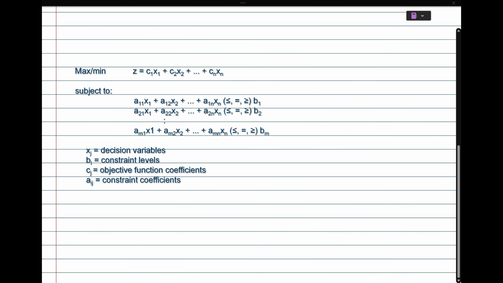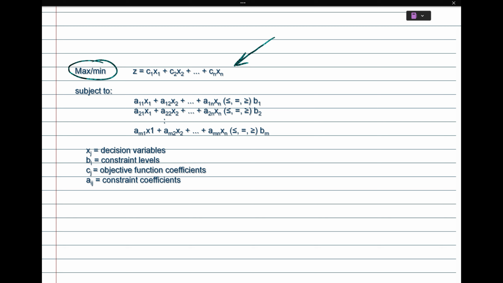Okay, let's take a look at our LP model formulation. We have the top line. You see the maximum or minimum. This is known as the objective function. We're going to choose one of these depending on what the problem is asking for. If it's a maximization problem, we'll write max z is equal to, and so forth.